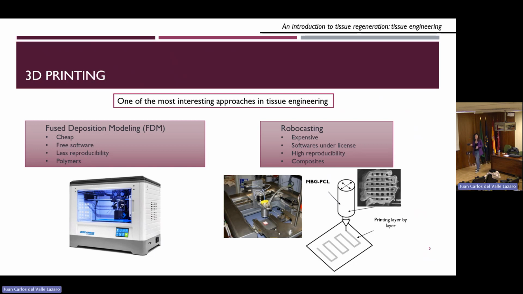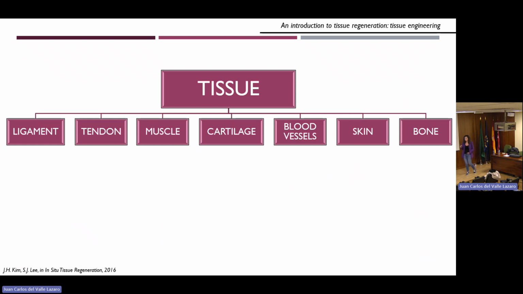So now that we are a bit familiar with 3D printing, I would like to go to the tissue. Our focus is to regenerate or replace or just cure something that is damaged, a tissue that is damaged in our body. You can find researchers working on many different kinds of tissues. I have chosen the most usual ones, especially ligament, tendon, muscle, cartilage, blood vessels, and skin, which are soft tissues, and bone, which is a hard tissue.